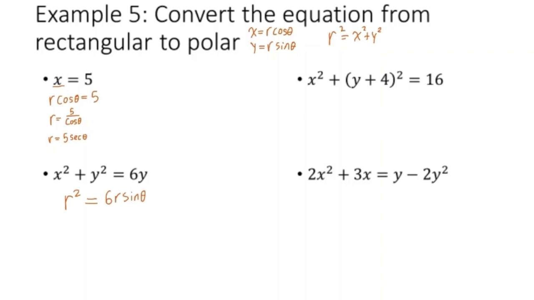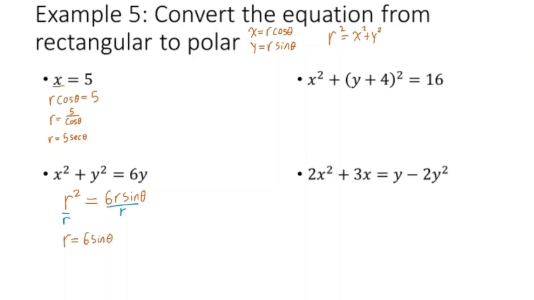Now, we could have replaced x and y with r cosine theta and r sine theta respectively on the left-hand side, factor out the r squared, and then use the Pythagorean identity to add the cosine squared and the sine squared, which would still leave us with r squared. So while yes, I could have replaced the x and the y on the left-hand side, using the fact that r squared equals x squared plus y squared is a lot faster. To finish making this version as compact as we can, we're going to divide both sides by r, and we get r equals 6 sine theta.